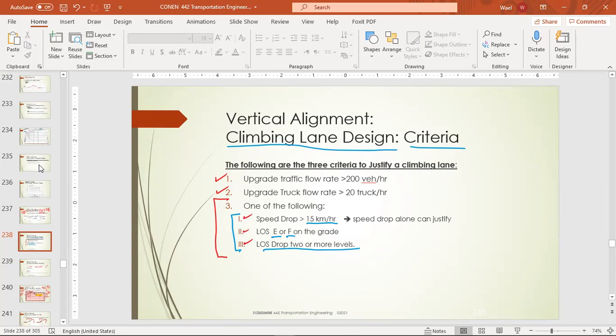For example, if it was A and at that grade it became D, this is not acceptable. If it was A and became C, this is a 2-level drop, so this one is also not acceptable. But from A to B, this is acceptable. So if the drop in level of service was 2 or more, then we must make a climbing lane.